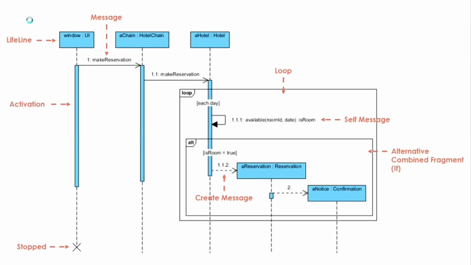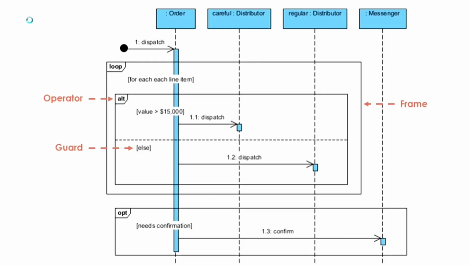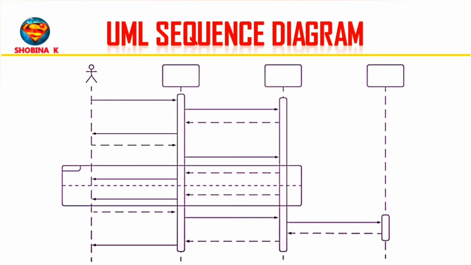Sequence diagrams are also known as event diagrams, as they show how different parts of your system interact with each other over time. Basically, sequence diagrams track the messages sent between the components of a system.